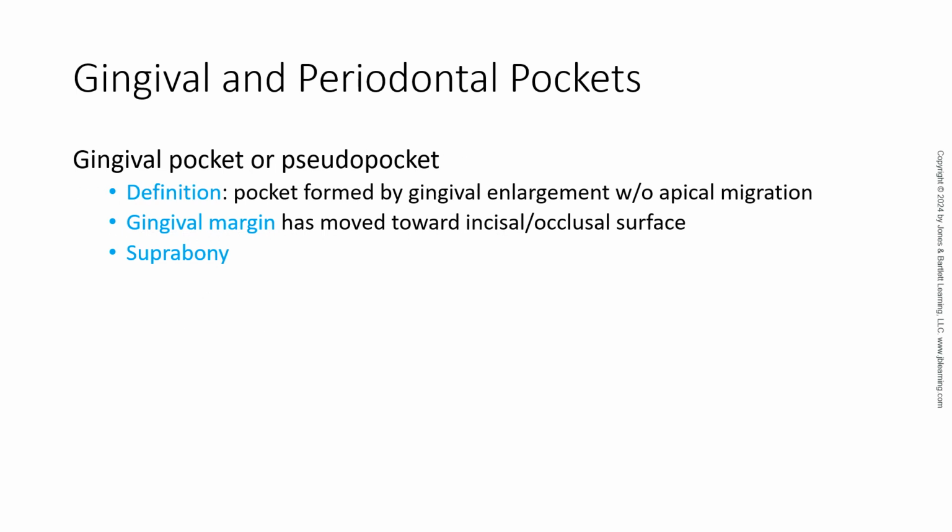So a gingival pocket, or a pseudopocket, is defined as a pocket formed by gingival enlargement without apical migration of the junctional epithelium, meaning the margin of the gingiva has moved up towards the incisal or occlusal edge, and they are suprabony, meaning it is above the bone, with no bone loss.